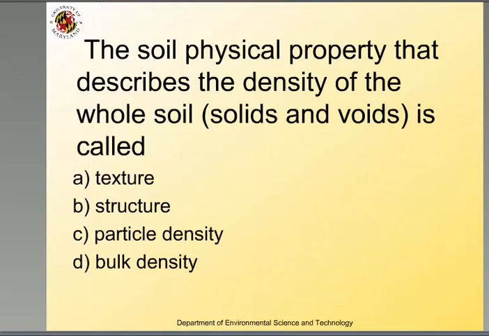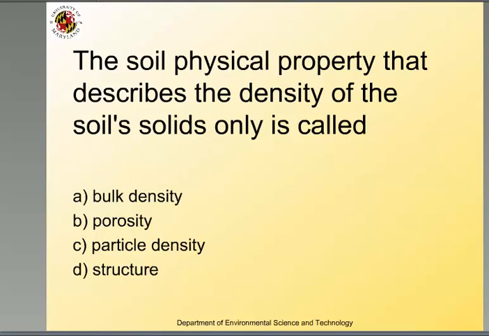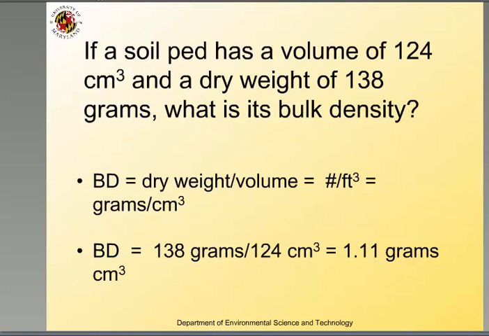Okay, so the physical property that describes the density of the whole soil, both the solids and the voids, is called A, texture, B, structure, C, particle density, D, bulk density. Whole soil, bulk, okay, bulk density. Whereas the physical property that describes the density of the soil solids only is which? Particle density, which is like specific gravity if you're more comfortable with that term.